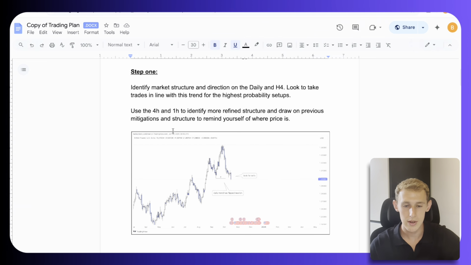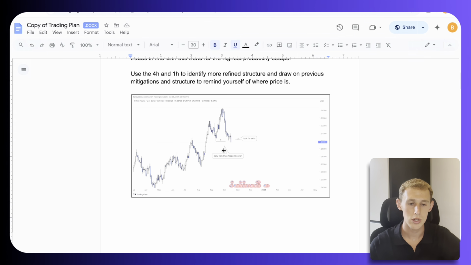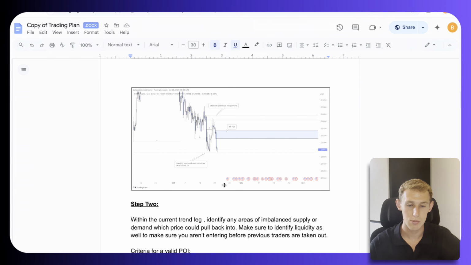Now, after we've done that, obviously the daily and 4-hour give us a more general directional bias and a more general view of where price is likely to head, but we want to drop down to the lower time frames such as the 1 hour to identify any of the more refined structure and any of the levels that we can't see on the daily and 4-hour because they're less refined, right? So on the 4-hour and 1 hour, we're also drawing on any of the refined structure and any of the previous mitigations, meaning, by a mitigation, I mean an area that price has previously reacted from.